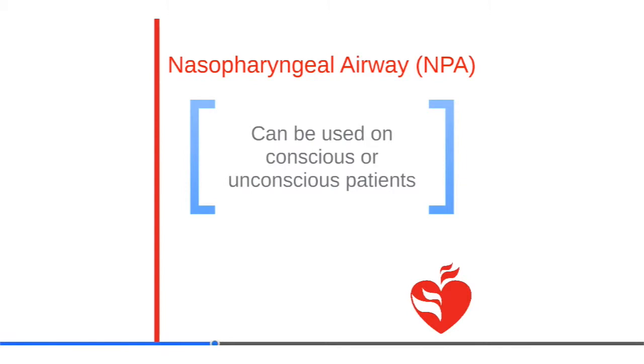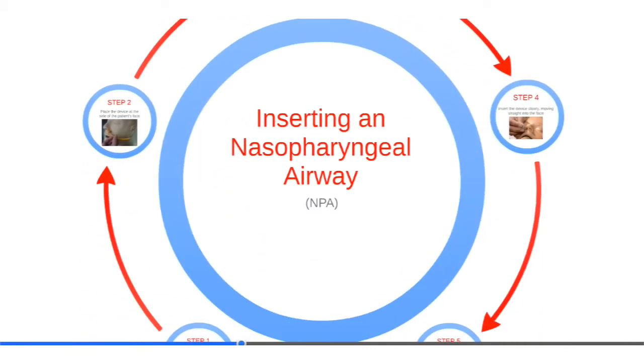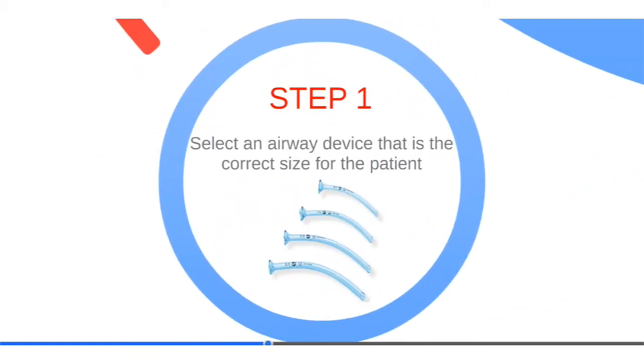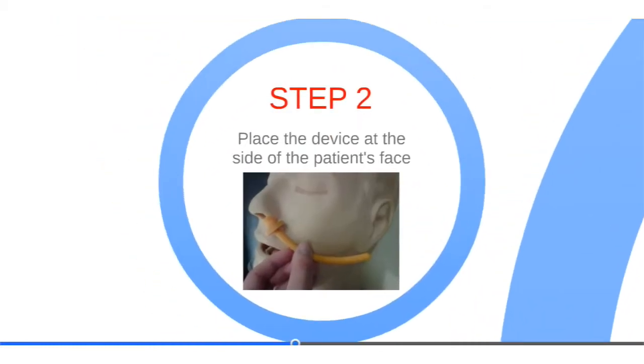The next device is an NPA, or nasal pharyngeal airway, and it can be used on either conscious or unconscious patients. Inserting an NPA is rather similar to inserting an OPA. First, select a size-appropriate device for the patient. Next, place the device at the side of the patient's face.